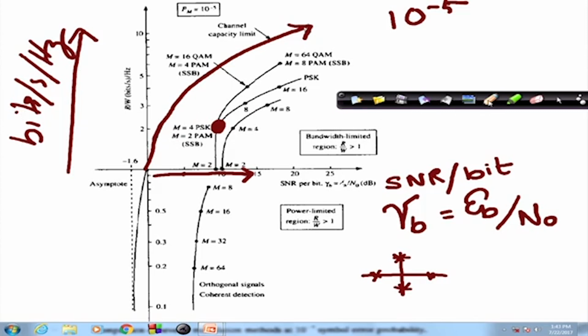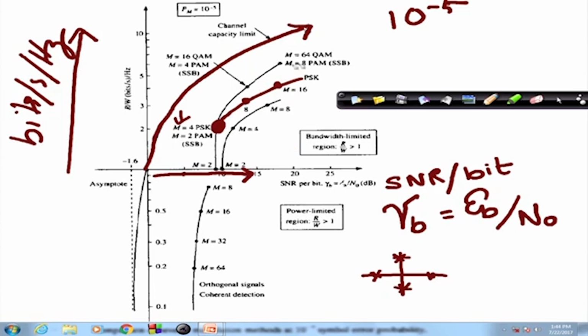Right. So, as you keep increasing M for PSK, you would follow the curve as noted here. This point is M equals 8, this point is M equals 16. So, as we keep increasing the number of bits, that means constellation size, we would require higher and higher energy per bit to maintain the same probability of error.